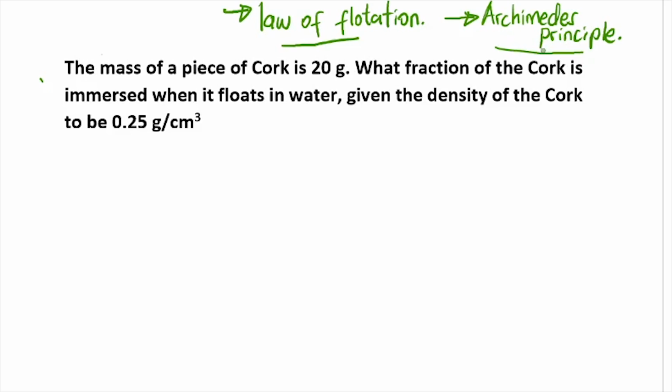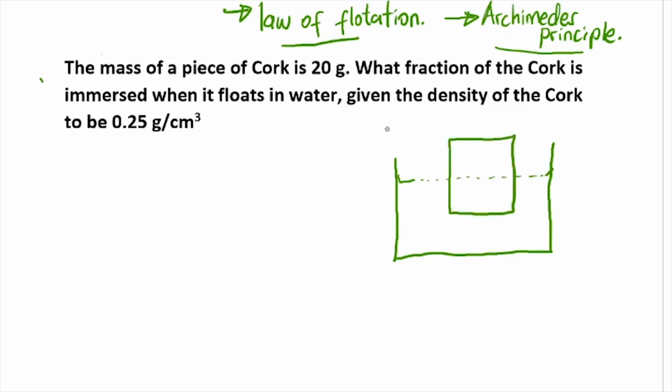The mass of a piece of cork is 20 grams. What fraction of the cork is immersed when it floats in water, given the density of the cork to be 0.25 grams per centimeters cubed? Sometimes I like to interpret my questions using diagrams. So let's try and give a diagrammatic view of this whole thing. This is water here, and this is the piece of cork.